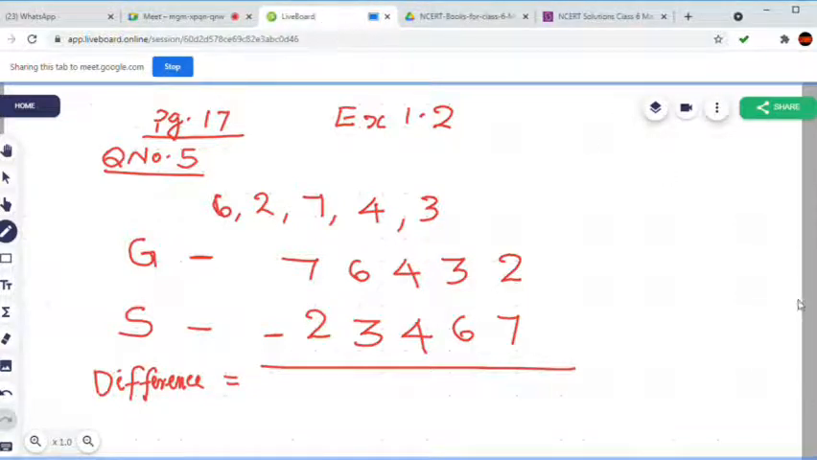Miss, the difference we want to subtract. Miss, how can we find the difference of smallest and greatest number? By subtracting. Difference means the answer of that subtraction. Sum means the answer of addition. Product means the answer of multiplication. Quotient means the answer of division. Okay, these all you know: sum, difference, product, quotient.